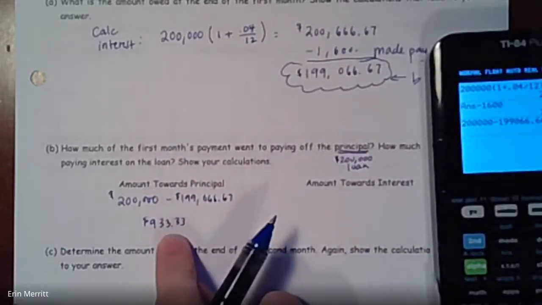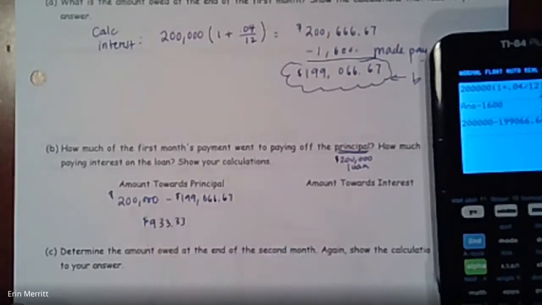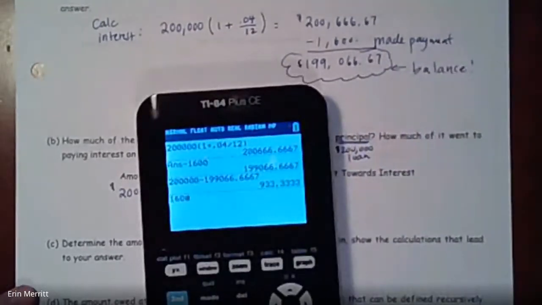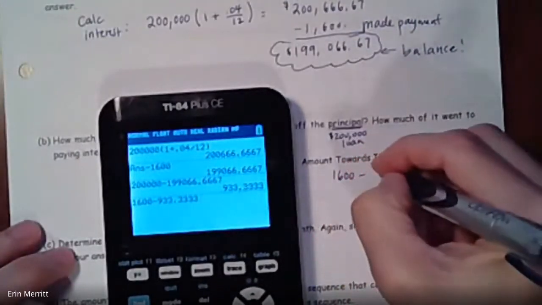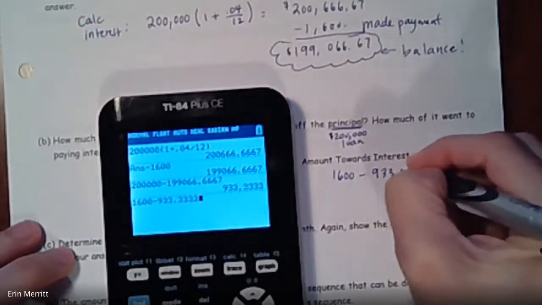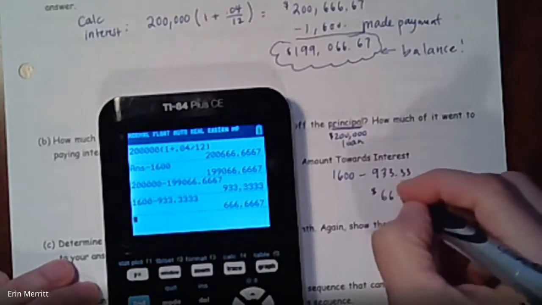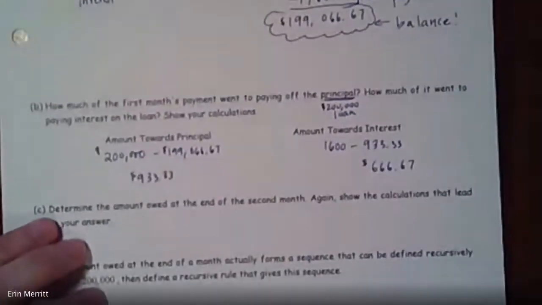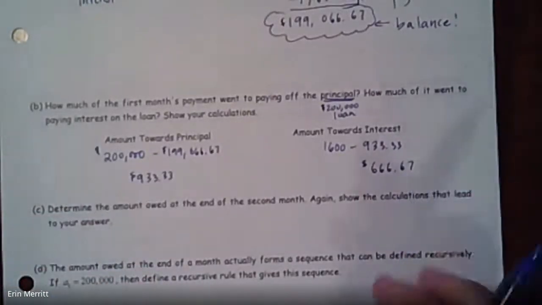So of that $1,600 that you spent, $933 went towards paying off the loan. The rest of it went towards interest. So when you take 1,600 and subtract what went towards the principal, it really means that that much of it went towards just interest all by itself, which is depressing, but that's true.